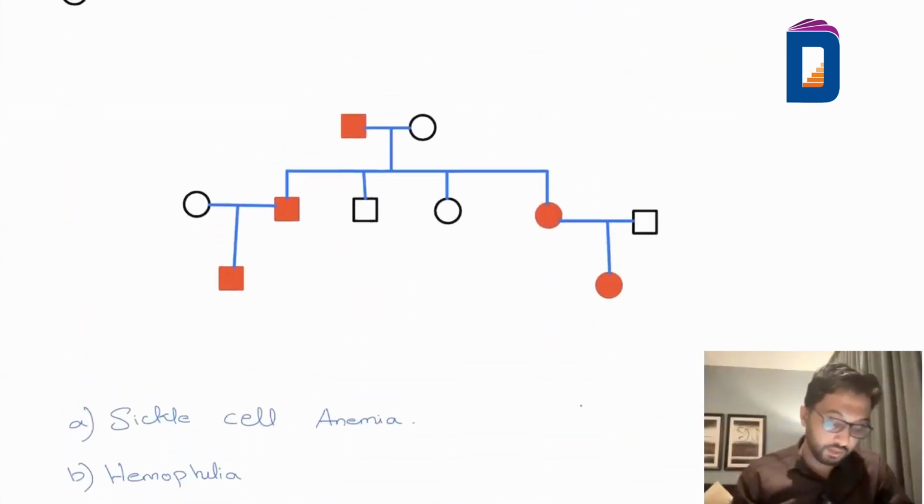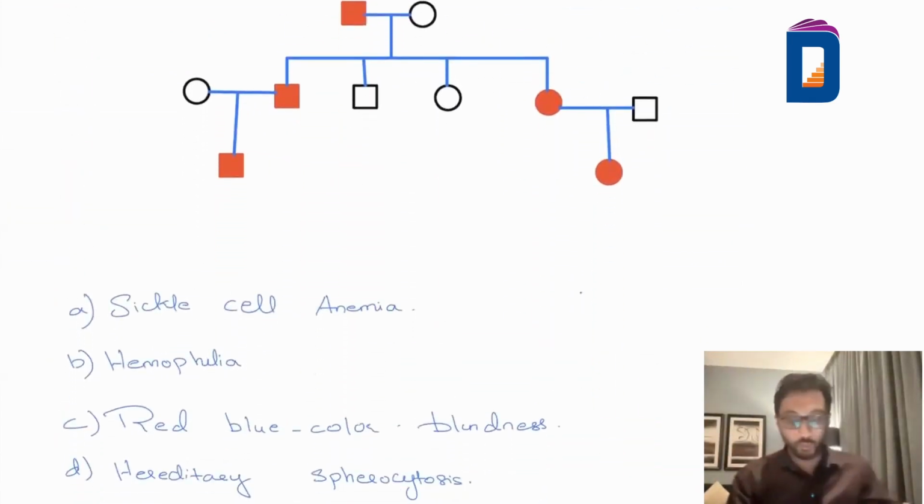Now I'll give you this chart and I'll ask you what disease it is. Four options: sickle cell anemia, hemophilia, red-green color blindness, hereditary spherocytosis. Anyone can answer it. Apply all the steps. Is it mitochondrial? Is it sex-linked? If it's sex-linked, how is it? If it is not sex-linked, how is it? And then out of this, you have to select that disorder.